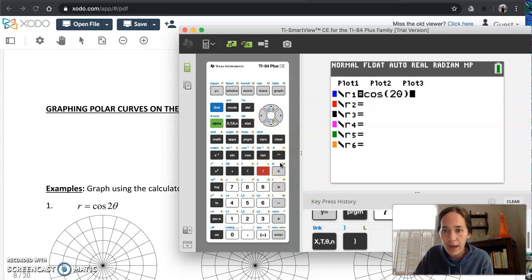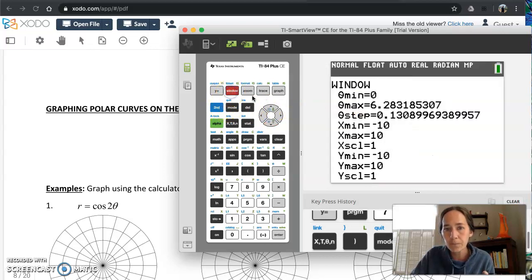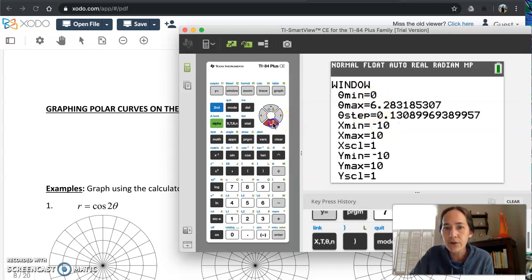Now before hitting graph, let's use our window. Can you hit mode again with me just so I can refresh? I want to be in radian mode for starters. So select radian for mode, and then I'm going to go to window. It looks like no one has graphed in polar mode on this calculator yet. If you have different numbers, put these values in now. Do you recognize 0 and then 2 pi, that's 6.28? So 2 pi is your theta max.